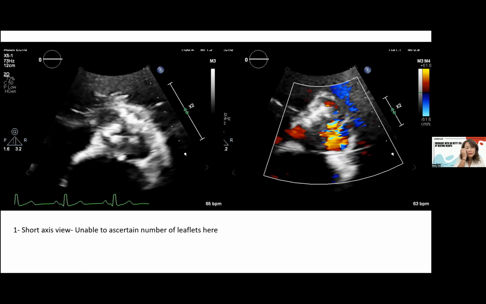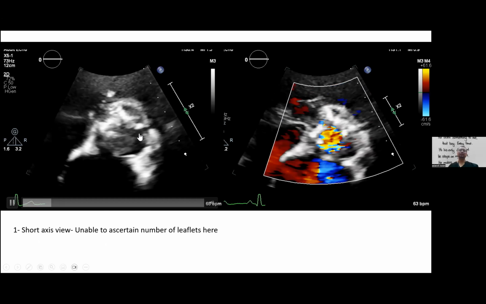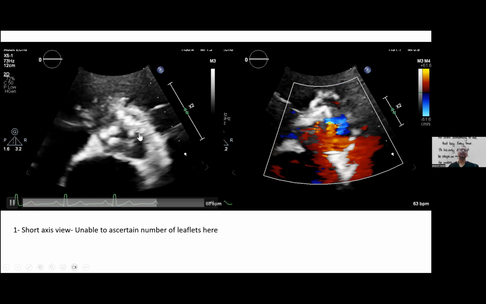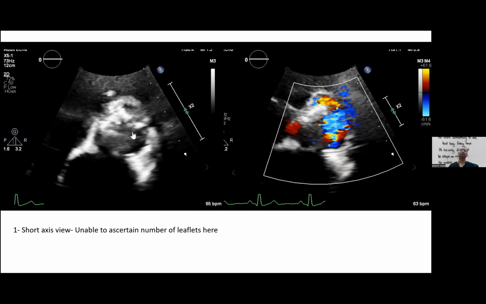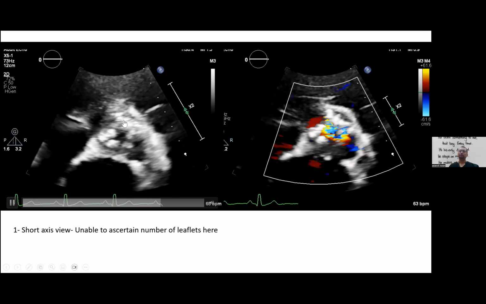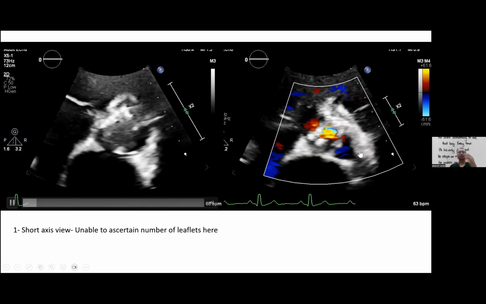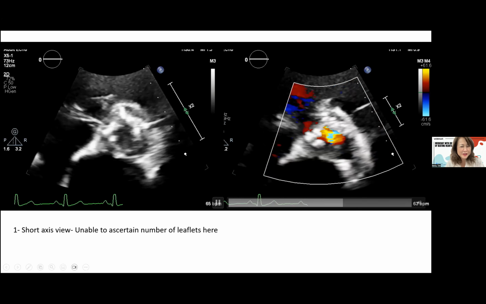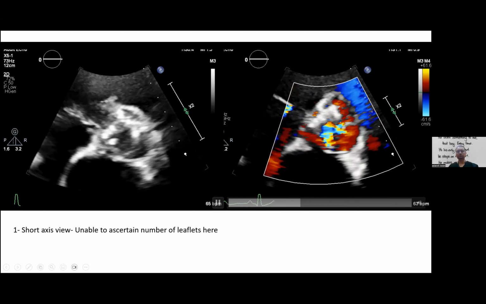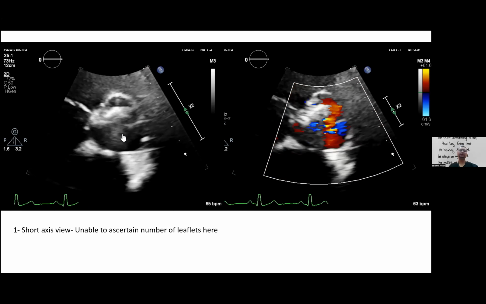Now, when you look at the short axis view, we can see that, again, as we saw with the previous case, I am unable to determine the number of aortic valve leaflets here because of the heavy calcification. But it looks tricuspid to me. Okay, so it looks tricuspid to you. Yes. So I agree with you.